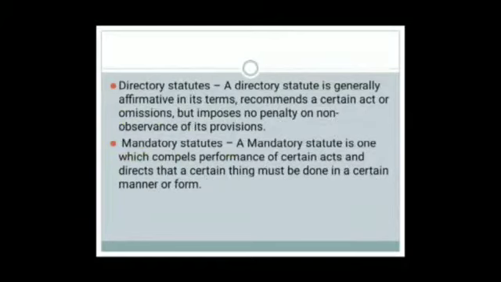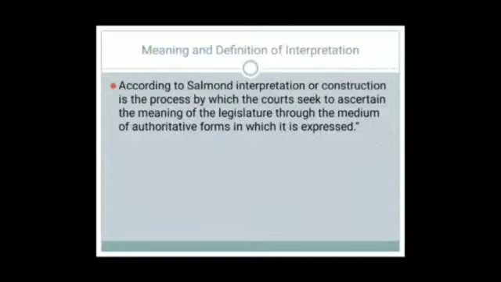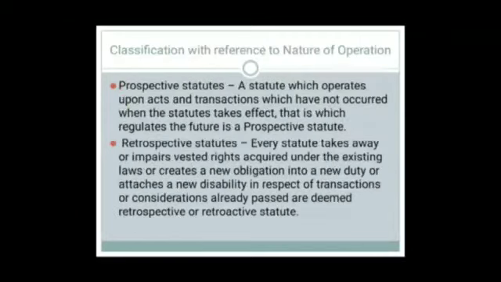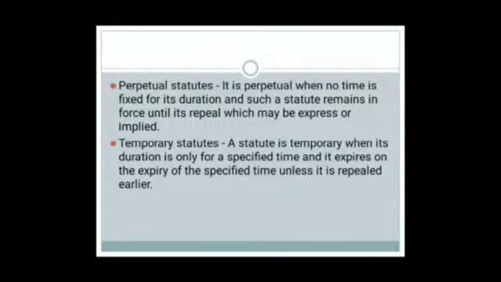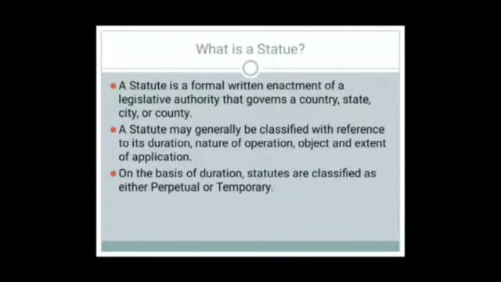Then the directory statute. It is affirmative in its terms and recommends a certain act or omission, but this statute does not impose any penalty. Then the mandatory statute, which compels performance of a certain act. These are the four kinds of classification with reference to nature of operation, and importantly, perpetual statute and temporary statute. This is the classification of statutes.